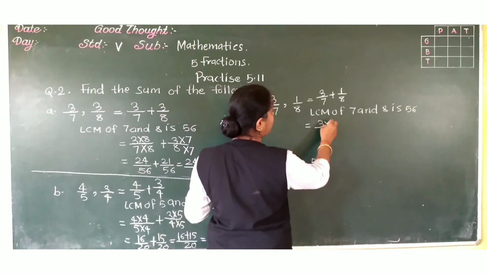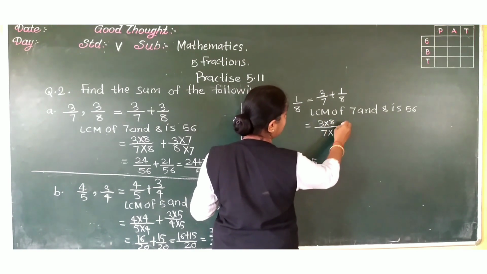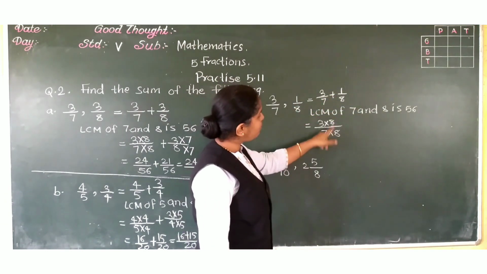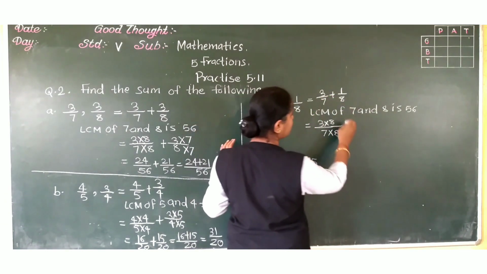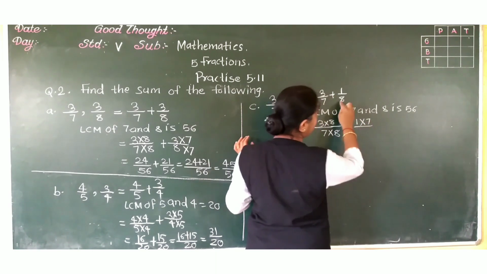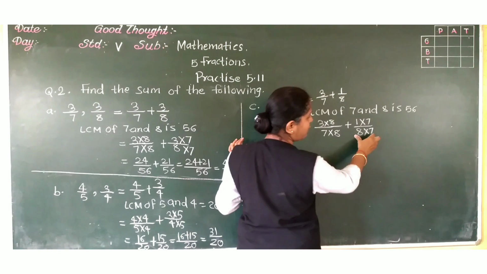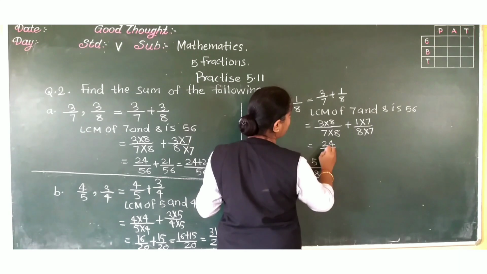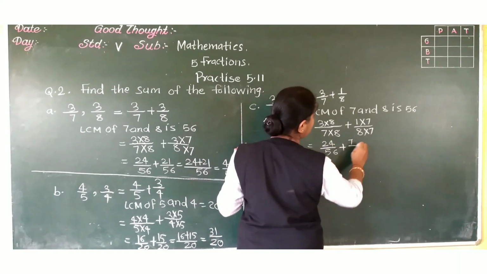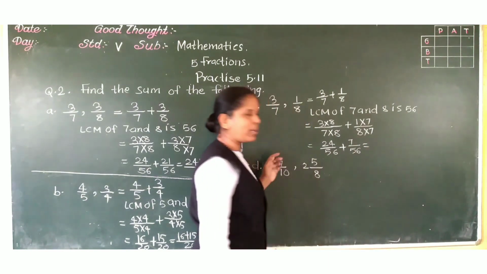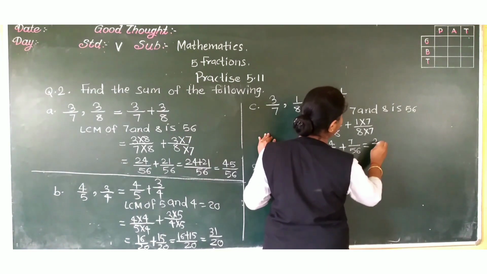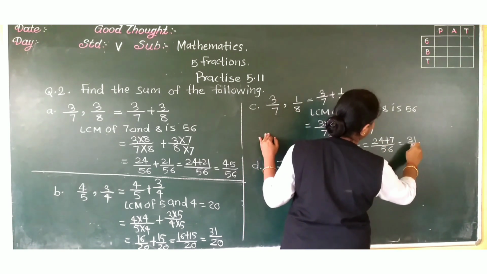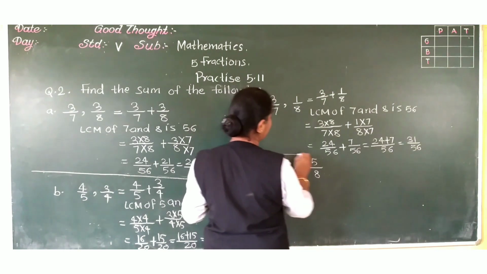3 upon 7, we have to multiply it by 8. Understood why we have to multiply this by 8? Because 7 8s are 56. So multiply both by 8, plus multiply by 7 because 8 7s are 56. Then 8 3s are 24 upon 56 plus 7 1s is 7 upon 56. Now look here, denominators are the same, so we have to add only numerators. That is 31 upon 56. Okay, in this way we have to solve.